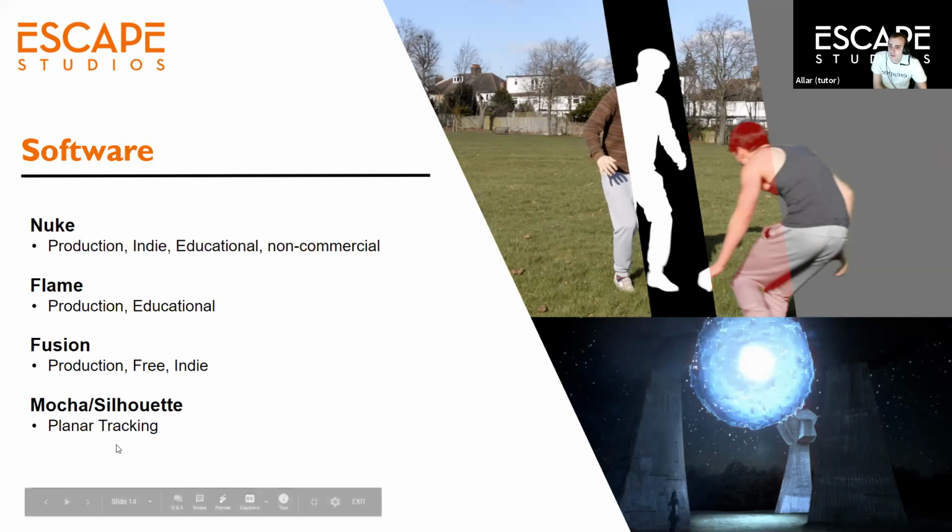And Mocha and Silhouette, they used to be separate. So Mocha is historically something that's really, really good for planar tracking. Silhouette is something that's historically really, really good for rotoscoping and also for doing paint work. So some of this kind of cleanup work, if you have to do it frame by frame, if you can't use other kinds of techniques, then Silhouette was really, really good because it could cache things and play things back in real time afterwards. Then Boris FX has bought both Mocha and Silhouette.